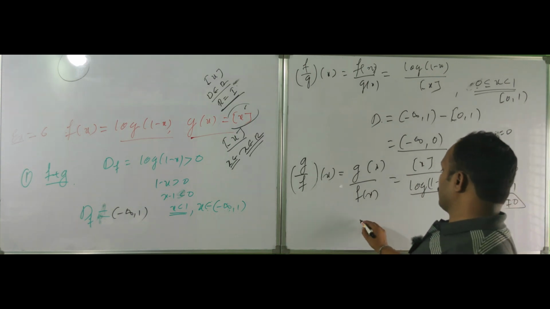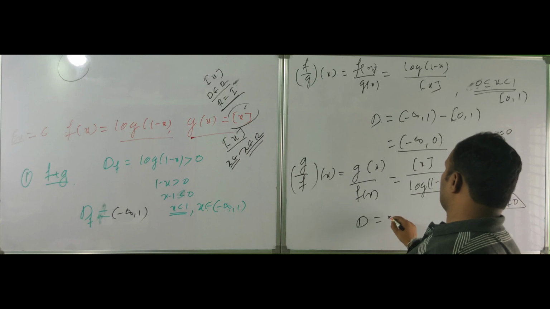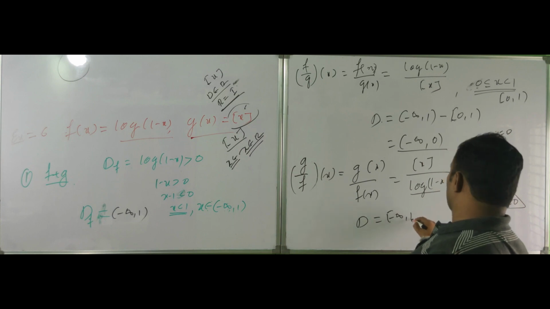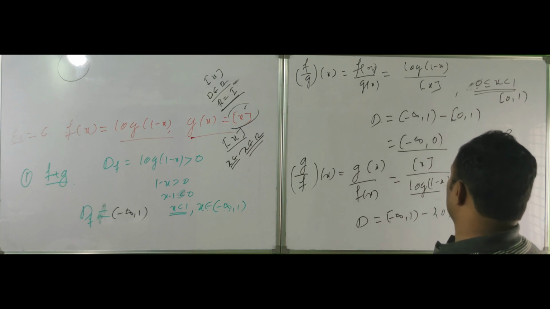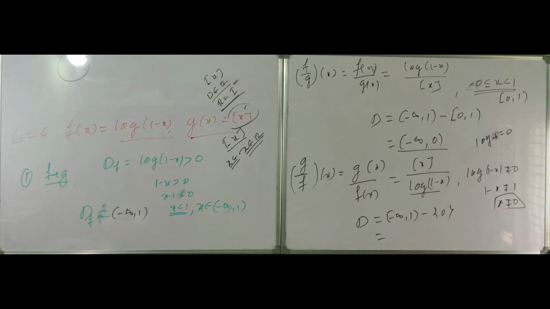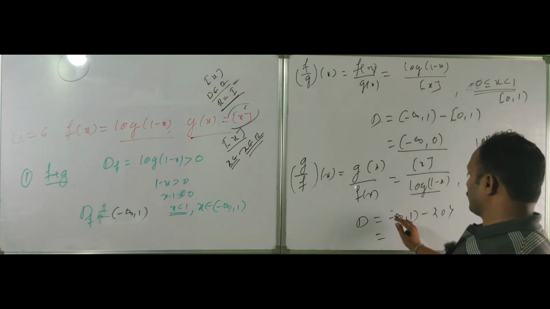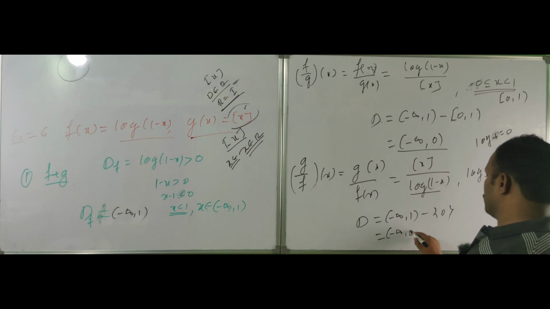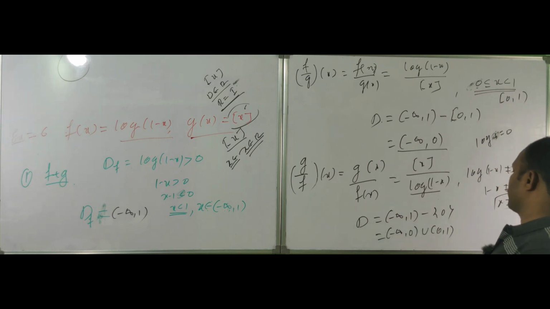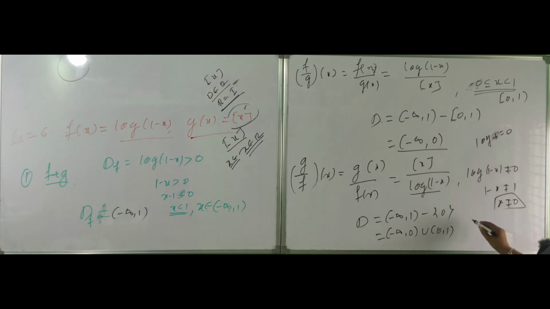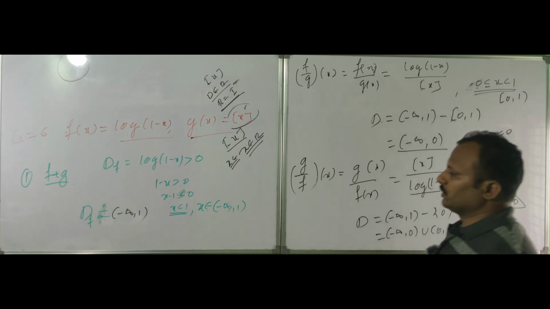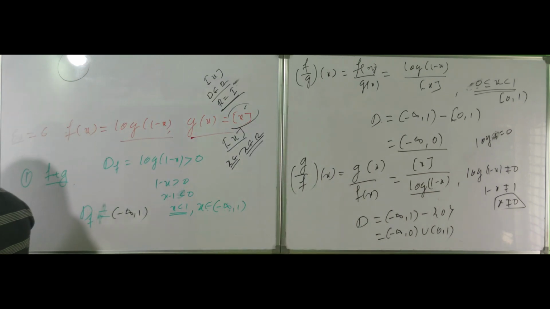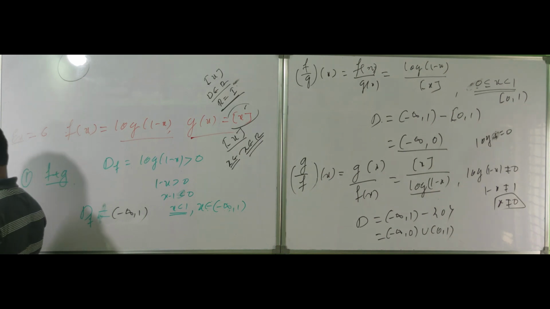So the domain becomes minus infinity to 1 minus 0. In this, I am excluding the 0. Then I will write minus infinity to 0 union 0 to 1. Excluding 0 means I should not write the 0 here, so I give the elements before 0 and the elements after 0. Next is f of g by 1 by 2. Next is f of g.